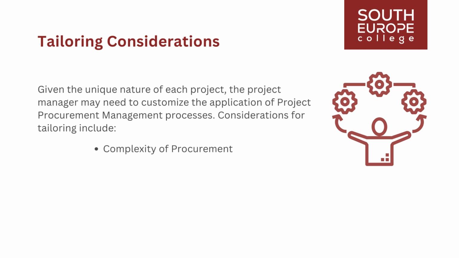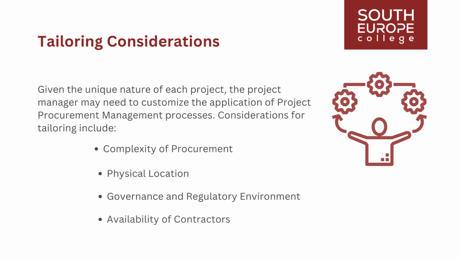Assess whether there is a single primary procurement or multiple procurements occurring at different times with different sellers, adding complexity to the procurement process. Physical location. Evaluate the geographic proximity of buyers and sellers. Governance and regulatory environment. Examine the alignment of local laws and regulations concerning procurement activities with the organization's procurement policies. Availability of contractors. Determine if capable contractors can perform the required work.